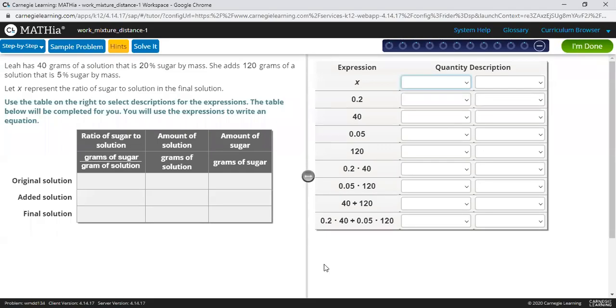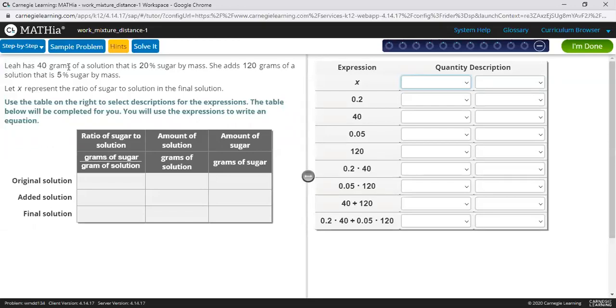All right, so this is an example of a mixture problem. If you plan on taking any sort of science class, chemistry, you're going to be carrying out labs that involve you doing some math like this. In this particular problem, we're mixing two solutions and we're trying to solve for the final ratio of sugar to the solution in that final solution. So let's take a look at what we have here.